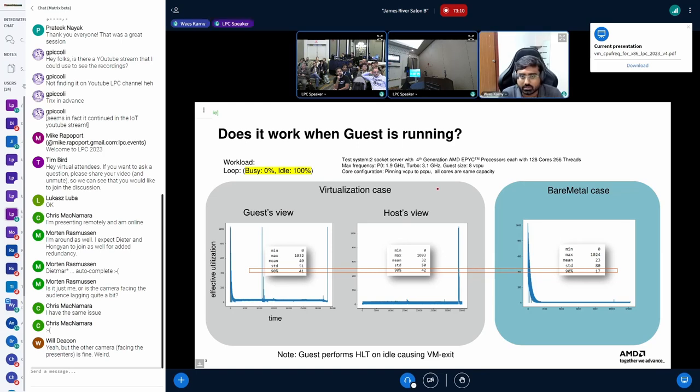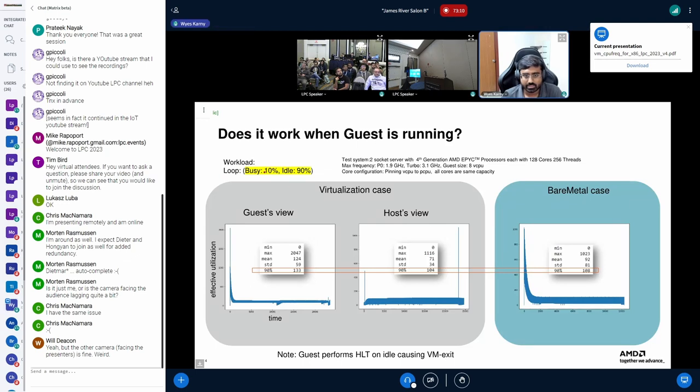We did one experiment where I took a workload and ran it in a virtualization case and in a bare metal case. In the virtualization case, I measured the utilization in the guest and host simultaneously, and in the bare metal case, I measured separately. If we see the 90th percentile, the workload I ran is a simple loop which has two phases: one is busy and one is idle. When the idle phase is 100%, it means it waits 100 microseconds, wakes up, and goes back to sleep. If I run this in the virtualization case, the 90th percentile of utilization becomes 41. If I measure it in the host, it becomes 42. And in the bare metal case, it is 17.